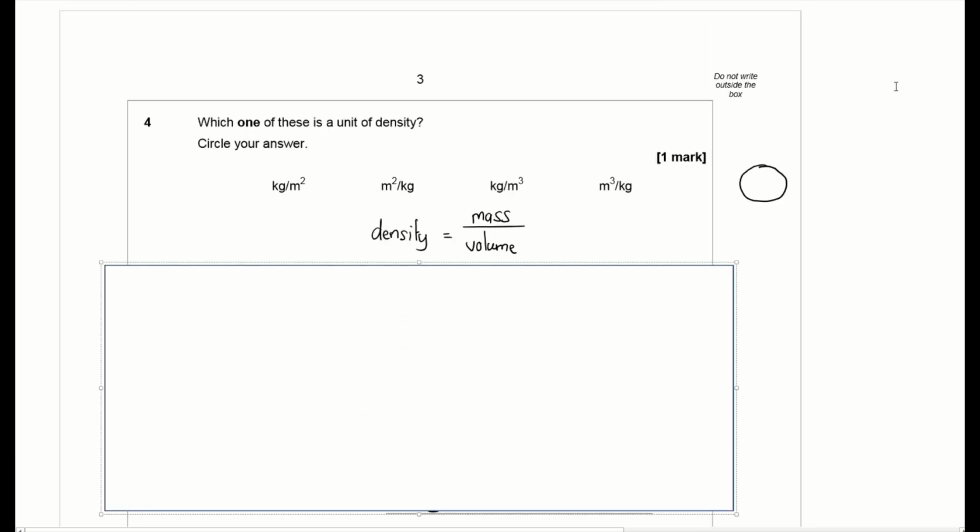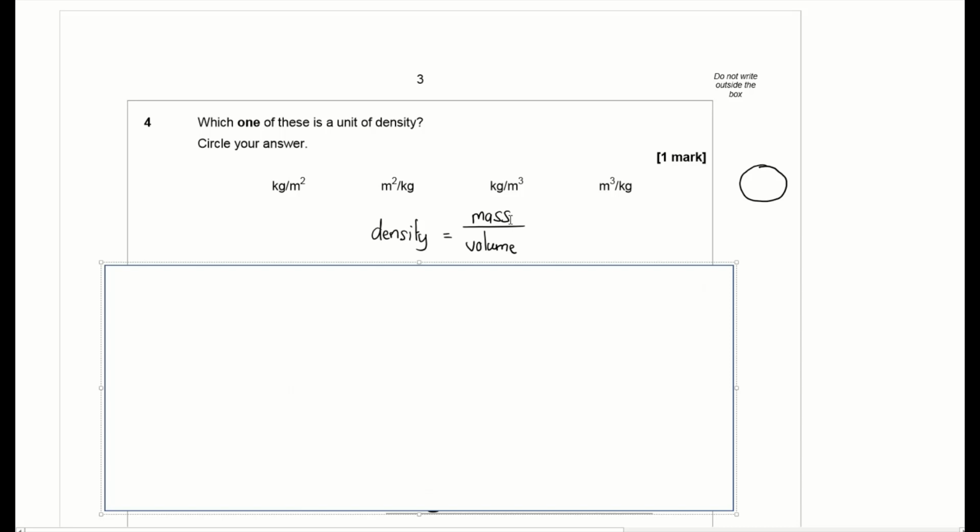Question 4. Which one of these is a unit of density? Circle your answer. Now, the formula for density is a formula that you do need to know in the exam. Occasionally they will actually provide it in the question, but you do need to know it because it's not guaranteed. Now, density is equal to mass divided by volume. Because we know the formula, we will know the form that the units will take.